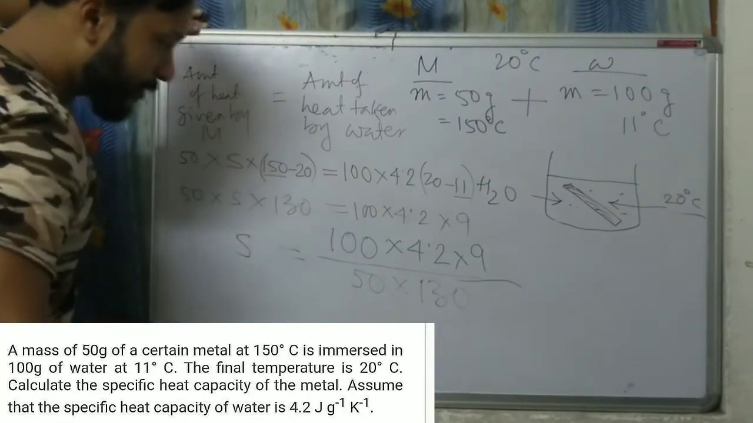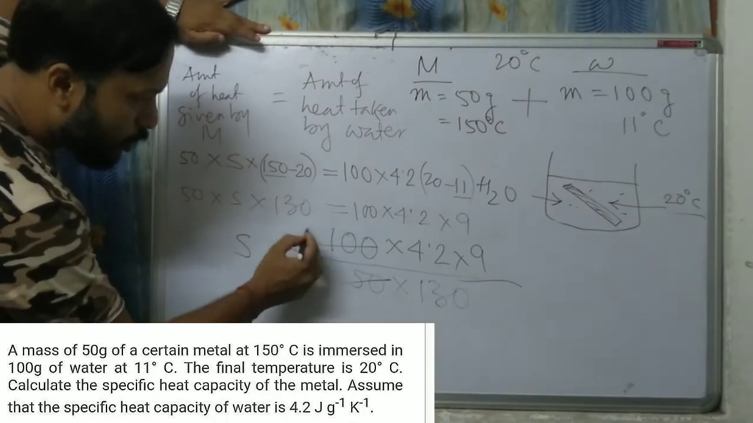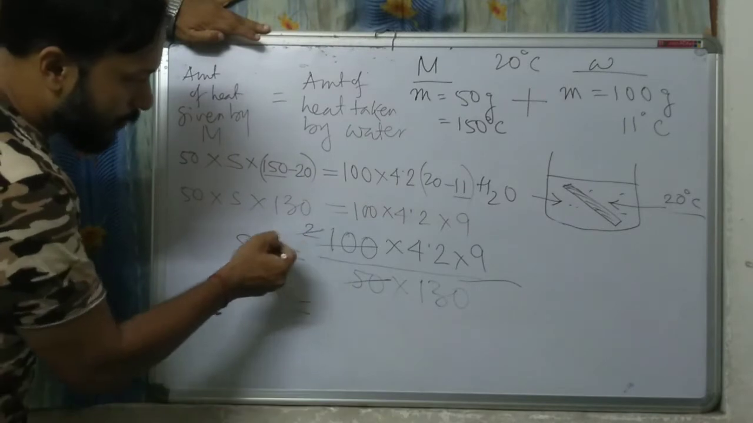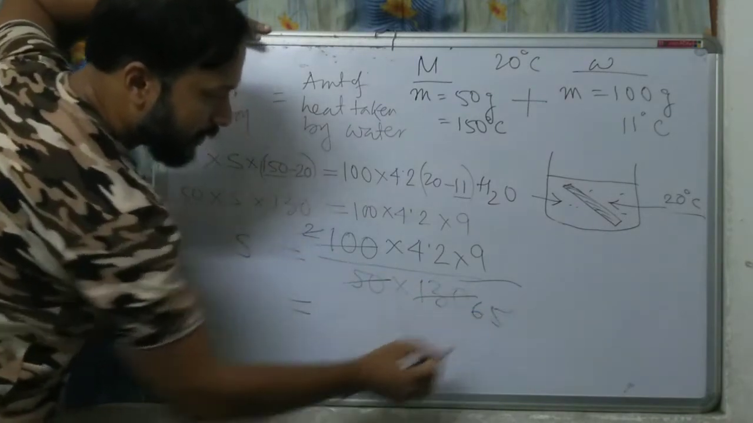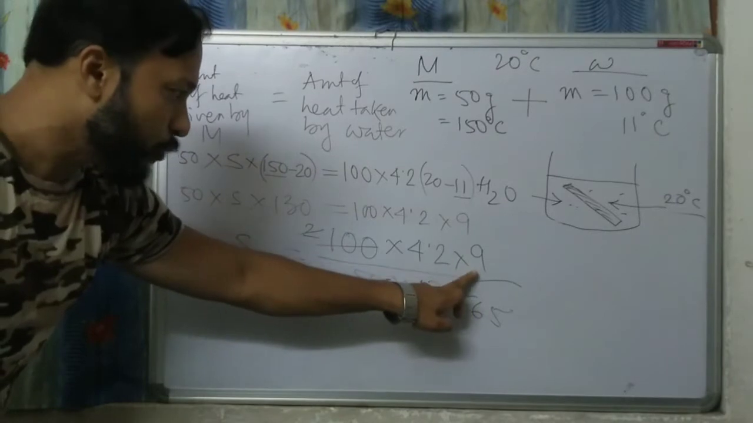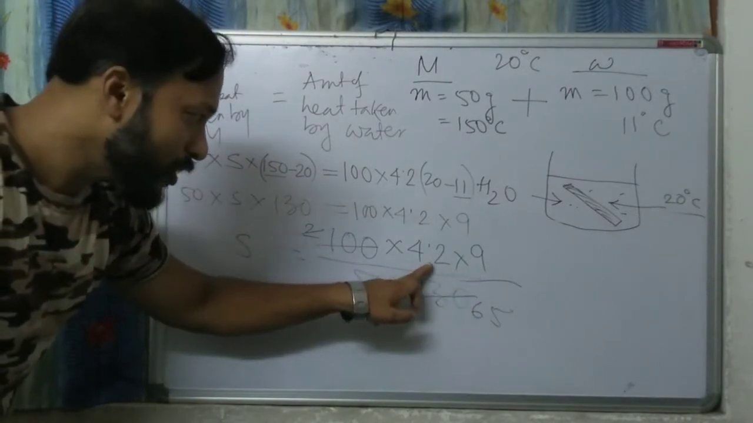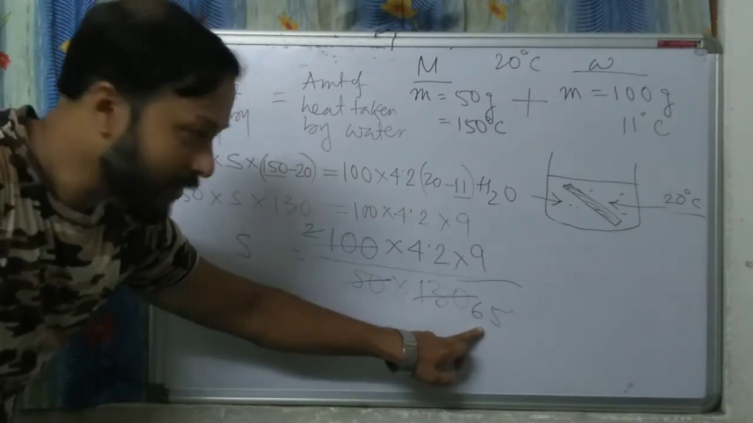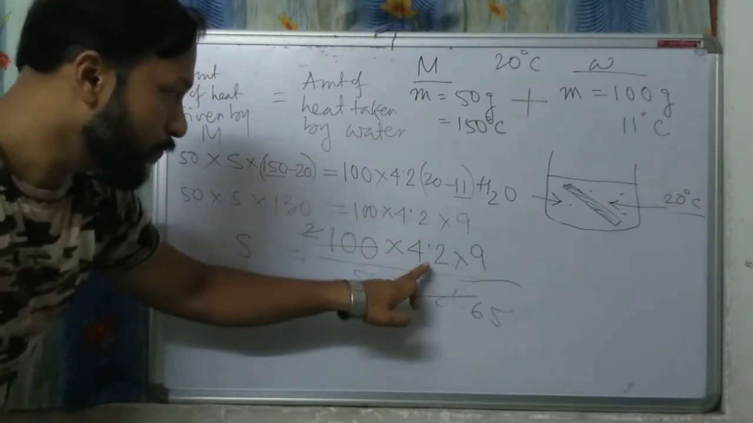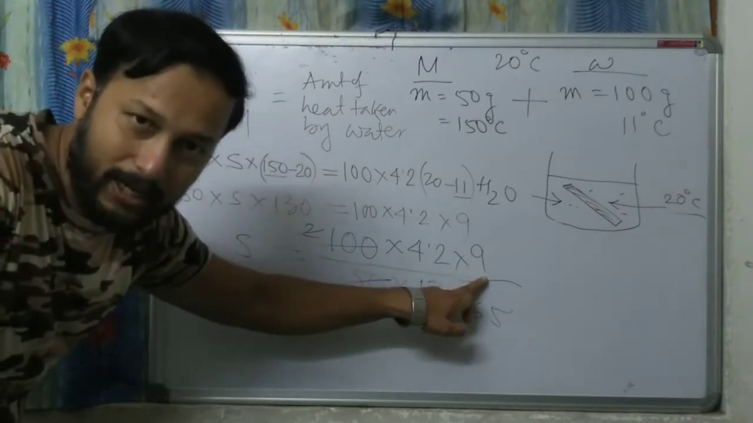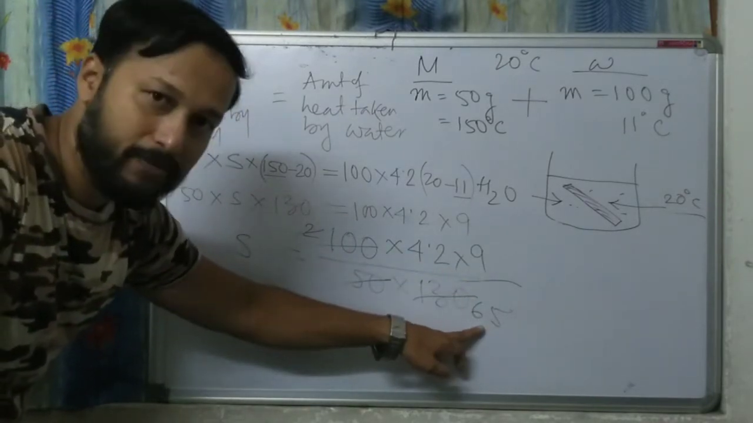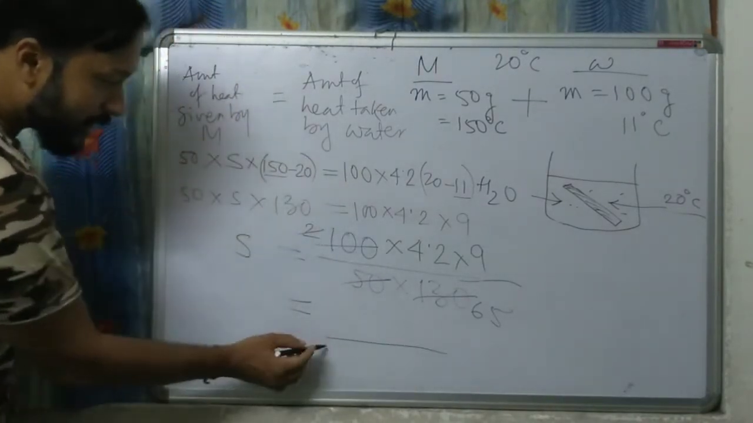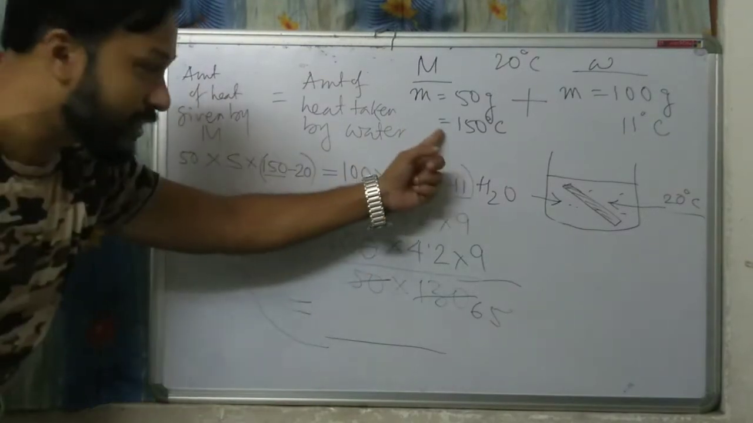Now let us calculate it. By 2 we can cut, so 65. Now 4.2 into 9 by 65. You have to calculate this: 4.2 into 9 divided by 65. Whatever we are getting, that is the answer. Answer means the specific heat capacity of this metal.